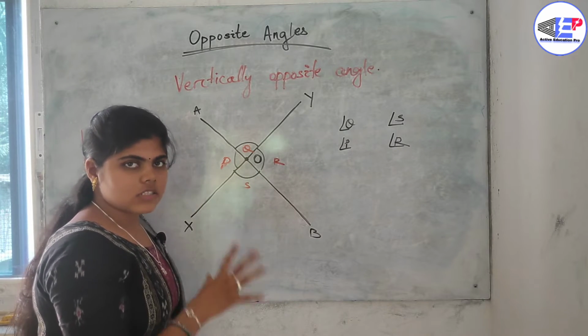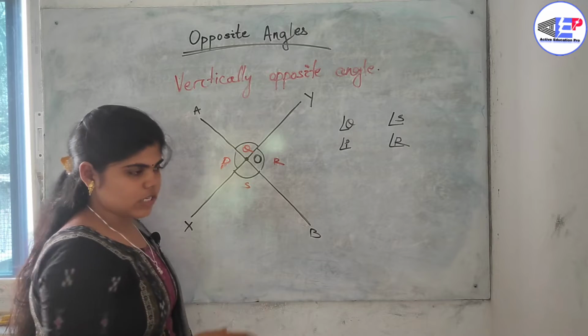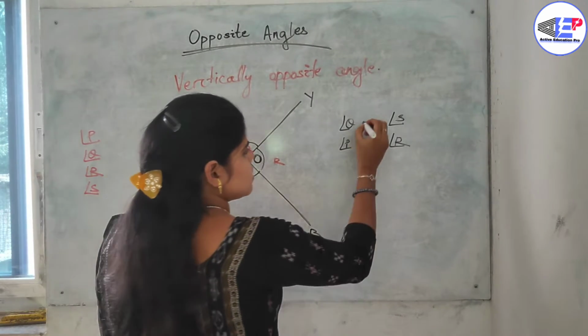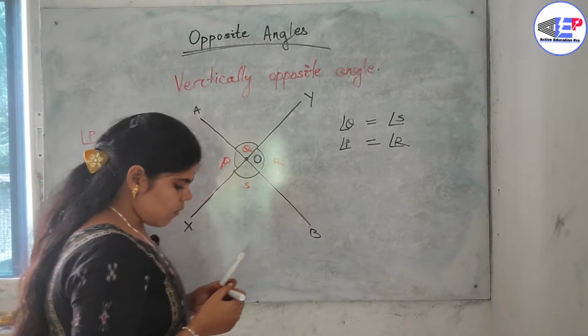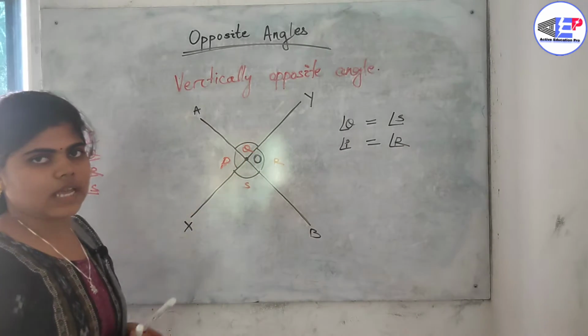And there is a relationship between these vertically opposite angles: Q is equal to S and P is equal to R. The values of vertically opposite angles are the same.